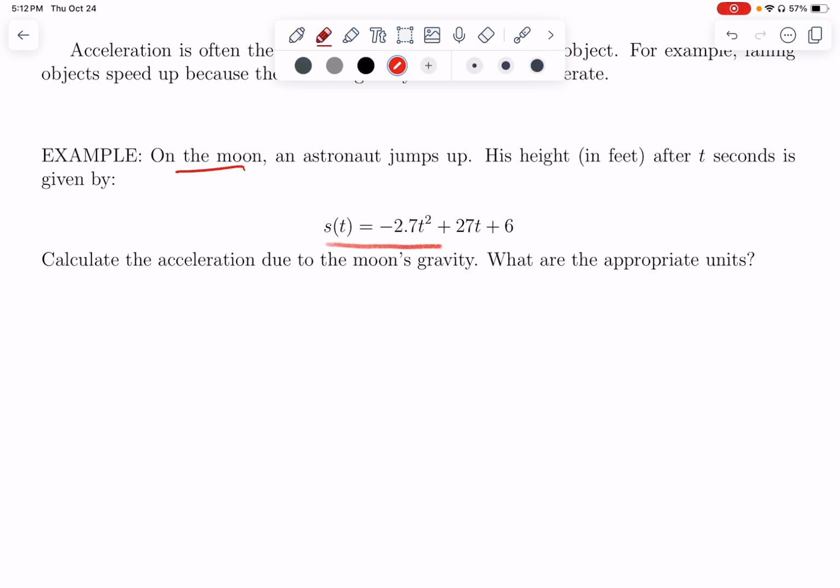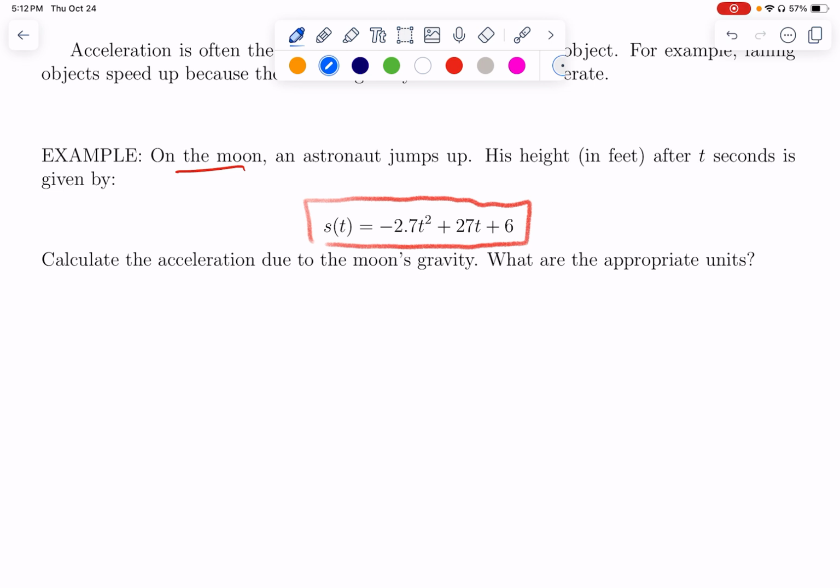I got this from the book. I'm going to assume that they actually calculated what it would be on the moon. Right? There hasn't been anyone on the moon for quite some time, so nobody has done this recently, but we're pretending it's happening. So what I want you to do is calculate the acceleration due to the moon's gravity. And then we're going to think about what are the appropriate units. Right, so hit pause and try to do this one on your own before I resume.